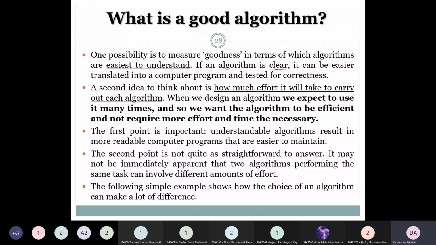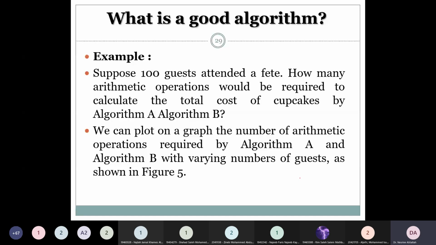The following simple example shows how the choice of an algorithm can make a lot of difference. So look now. Suppose that 1,000 guests attend a feast. How many arithmetic operations would be required to calculate the cost of cupcakes by algorithm A and algorithm B? We have two algorithms that calculate the total cost of cupcakes. So we can plot on a graph the number of arithmetic operations required by algorithm A and algorithm B with a varying number of guests, as shown in figure 5.